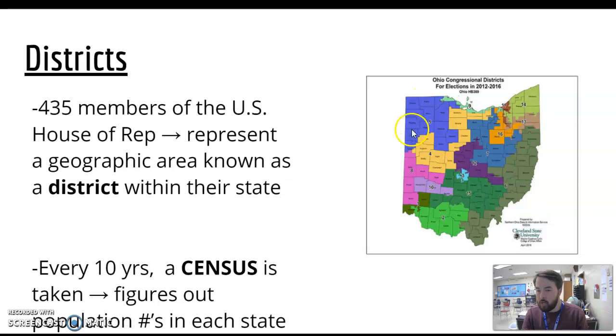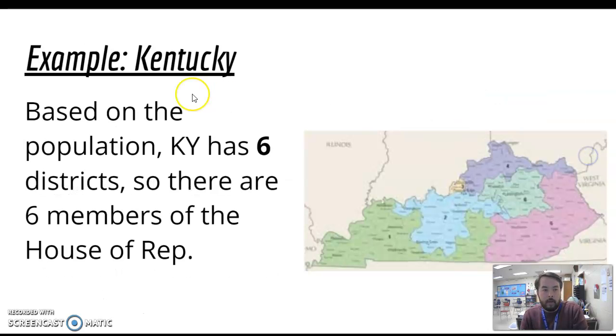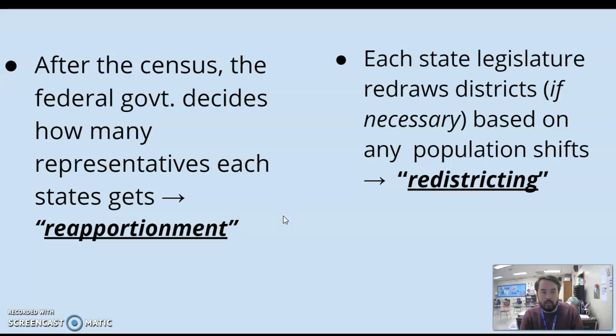So here's an example of the state of Ohio, Congressional Districts. Now this is an old map. There could have been changes since then, but this is an example of Congressional Districts. So here's an example from Kentucky. So based on population, Kentucky has 6 districts and 6 members of the House of Representatives. So these geographic chunks here are 1 district, and all those people are represented by a man or woman in the U.S. House of Representatives in Congress. Okay, hopefully we're making sense so far.